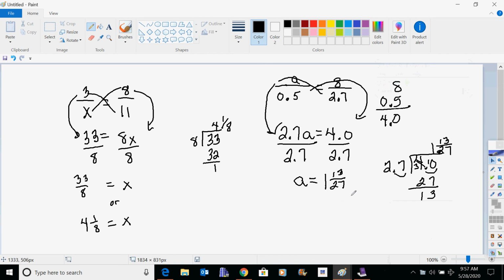So there you have it. You've got your cross products that can help you to solve proportions or solve to find a piece of a proportion. And it turns out to be a very, very nice way of getting yourself an answer without having to deal with as many fractions, except possibly the simplifying at the end.